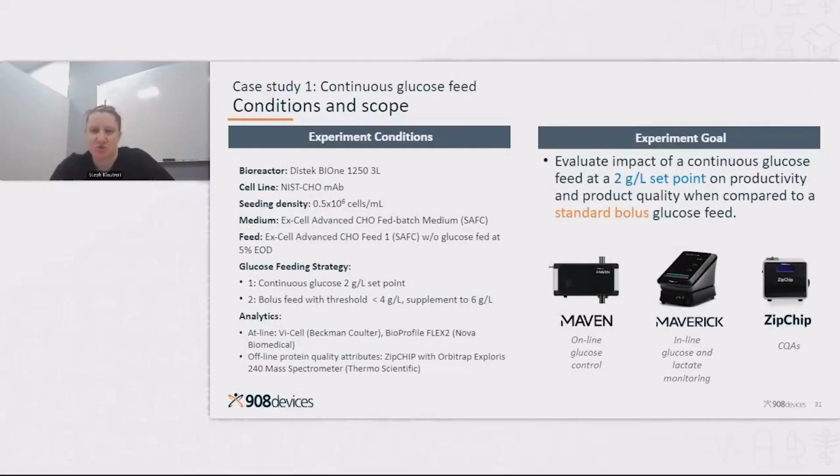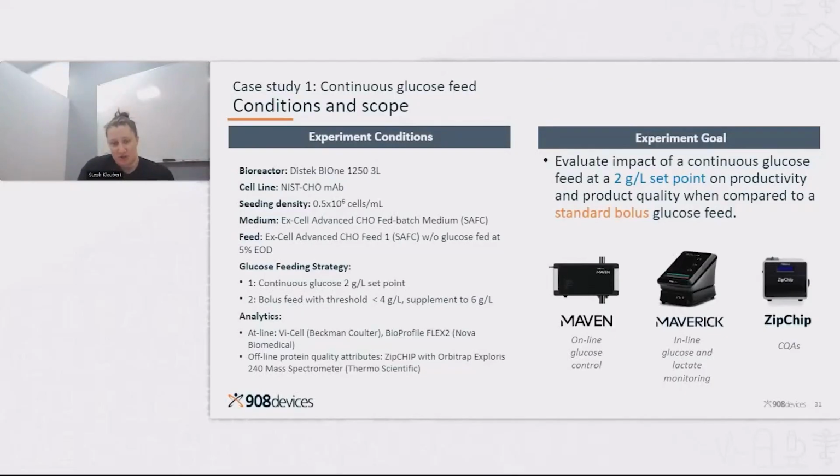As mentioned, we are looking at a continuous glucose feed. For this case, we chose a set point of 2 grams per liter for the continuous feed. The control culture had a bolus glucose feed that was fed every time the offline measurement was below 4 grams per liter, and it was fed to a target set point of 6 grams per liter. We cultured the NISCHO cells producing the NISMAB in a 3-liter Distech bioreactor with the Excel Advanced media, and they were fed the standard 5% volume every other day of the Excel feed 1.